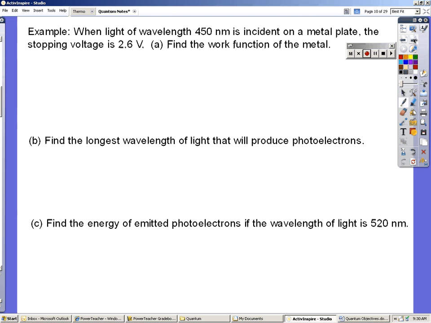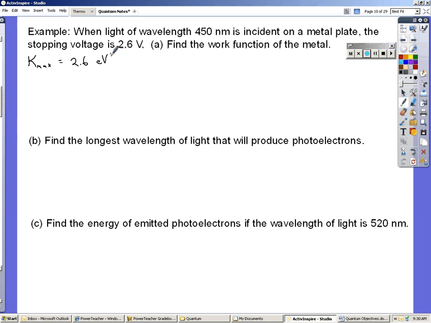Now we've got to do some examples, the slightly boring part. But you'll be asked these sorts of questions on the test, so we've got to do them. Here's this example. When light of wavelength 450 nanometers is incident on a metal plate, the stopping voltage is 2.6 volts. Find the work function of the metal. If the stopping voltage is 2.6 volts, that means the maximum kinetic energy is 2.6 electron volts, because that's a unit of energy equal to the amount of energy you get when you put an electron through a potential difference of 2.6 volts. So Kmax is 2.6 electron volts.